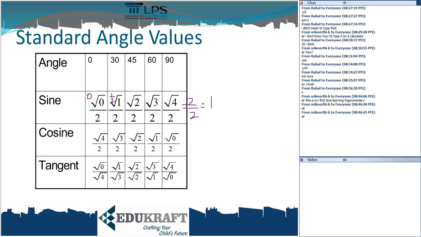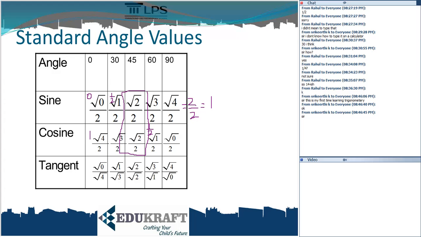So this will simplify to 1. This will remain as it is. This will remain as it is. This will simplify to half. An interesting part here that you can note is that sine and cosine of 45 is the same value, root 2 upon 2.